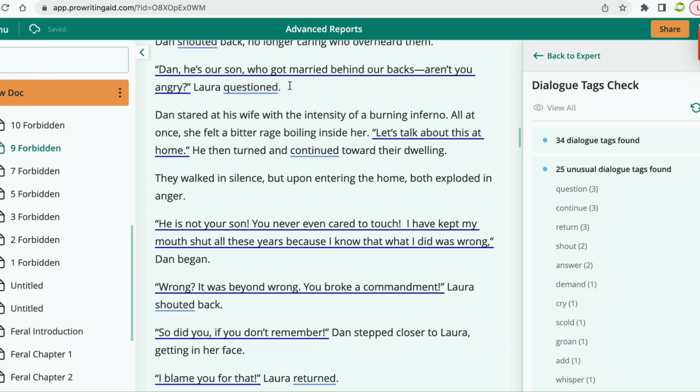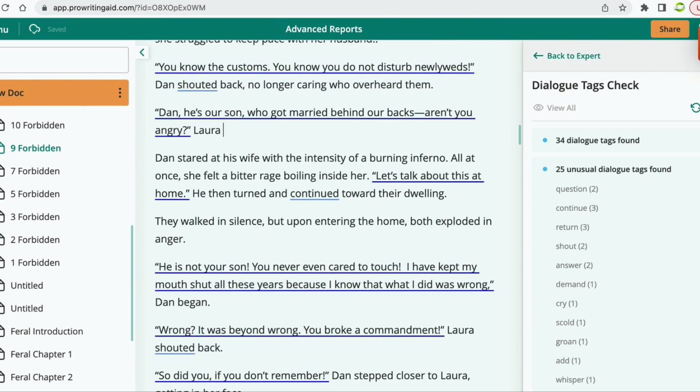Dan, he's our son who just got married behind our backs. Aren't you angry? I'm going to leave that alone. I'll fix that in the audio if I need to. Lower questions. So questions. So we want to get rid of this. And now let's look at what's going on around it.